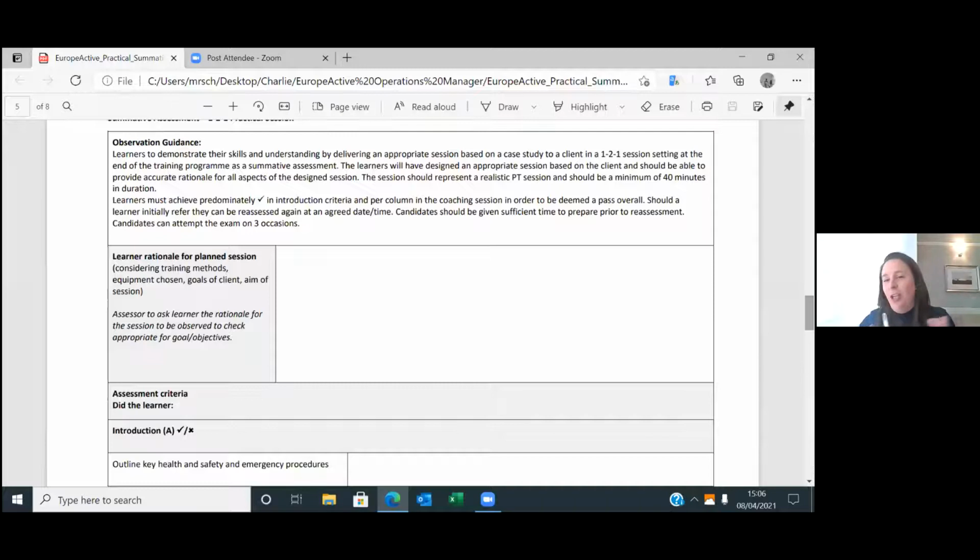Is it this client who's got this particular goal and therefore I'm doing this? Do you feel that has value here? Obviously, it's probably discussed more in a case study. I get the impression from you both that you do a much more detailed case study. But do you think it has value in the practical assessment to have somewhere where the learner comes in and says, look, this is the session I'm going to deliver for the next hour, and this is why I'm doing X, Y, and Z?